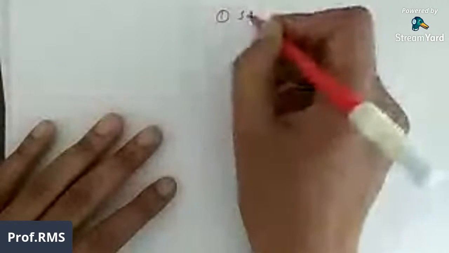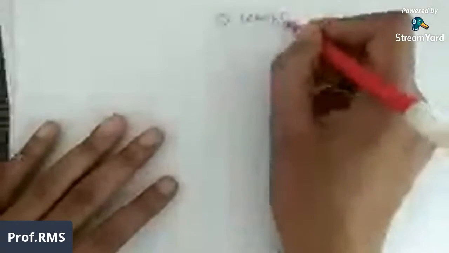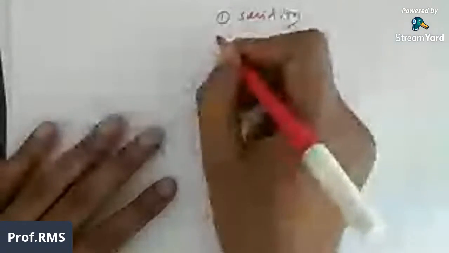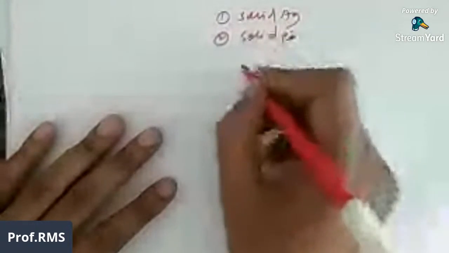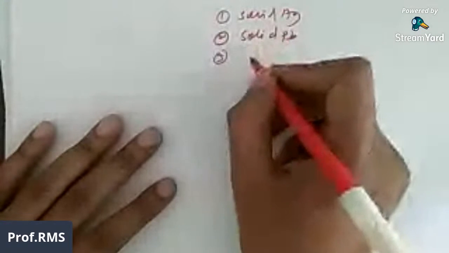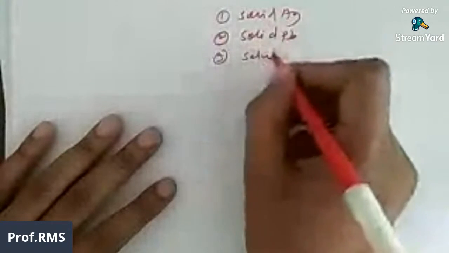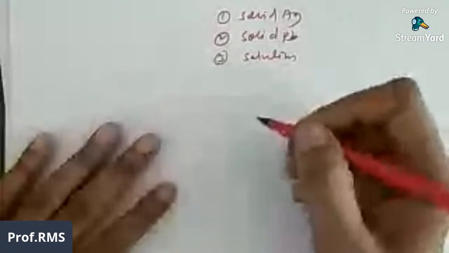How many phases are actually possible for the silver lead system, or lead silver system? Basically, there are 4 phases possible for such a system. First, solid silver, solid lead, and the molten solution, meaning both are present in liquid form.